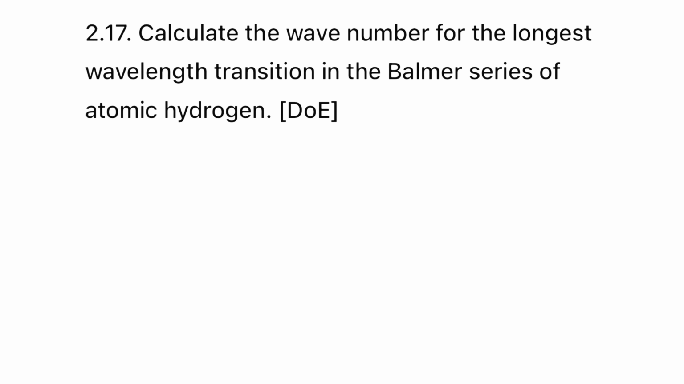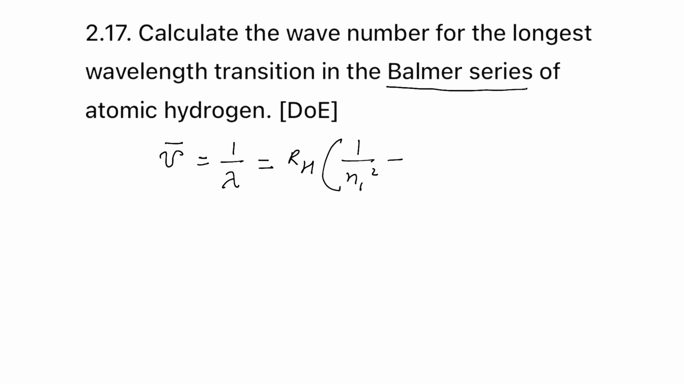Calculate the wave number for the longest wavelength transition in the Balmer series of atomic structure. Okay, see here electron is shifting from a higher shell to second shell. From where we understand it is second shell. Balmer series, right? Balmer series means what? Electron is coming back to second shell. So which equation for wave number? Wave number is equal to 1 by lambda, that is equal to RH into 1 by n1 square minus 1 by n2 square, right? Now what is n1 and n2?